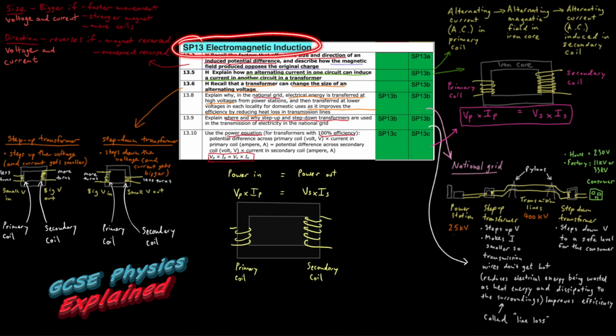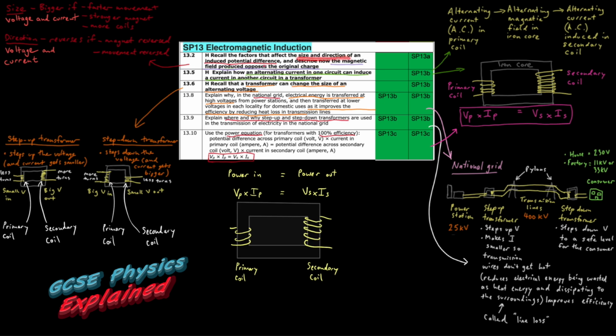SP13 Electromagnetic Induction. Higher only. Recall the factors that affect the size and direction of an induced potential difference. In other words, the size and direction of the voltage, and describe how the magnetic field produced opposes the original change. So that's just something that'll get you 1 mark in an exam. Just say the magnetic field produced opposes the original change.